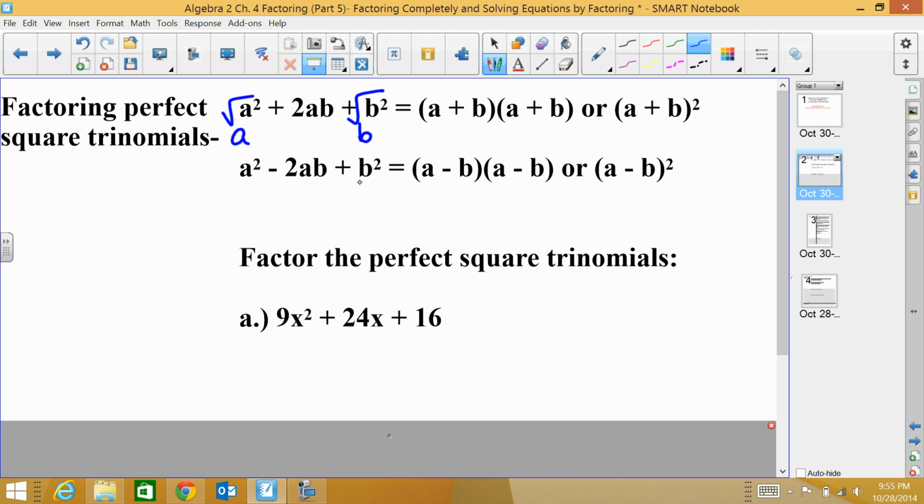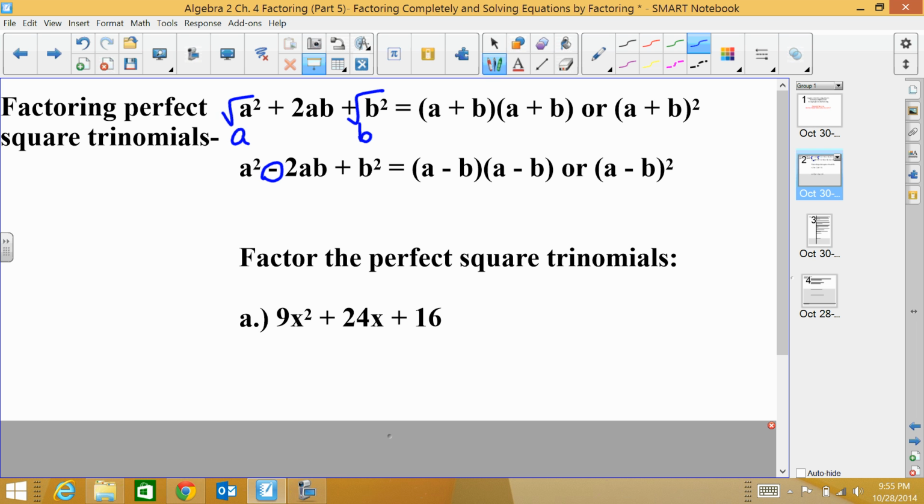Now this is another pattern for factoring perfect square trinomials, except we have a minus sign right here. So that's really the only difference. If there's a minus sign there instead, then it would factor into a minus b times a minus b, which could also be written as a minus b squared. Now this is just a pattern. You don't have to use this pattern. You could still use factoring by the AC method if you're more comfortable with that, but you will come up with the same answer. So this is kind of just like a shortcut if you can recognize it.